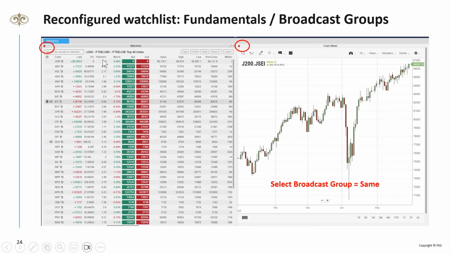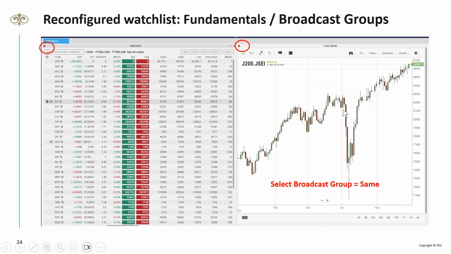You can see the PE ratio and the yield. This is the top 40. By default, the watch list is the top 40. What's important now is, if you click on these little buttons up top here, it's called a broadcast group. You select the color, and make sure the color is the same.